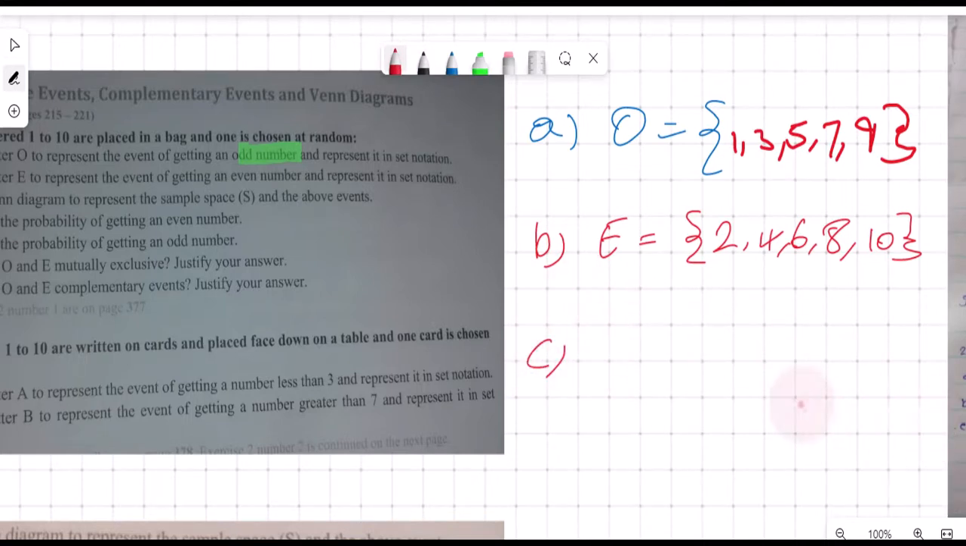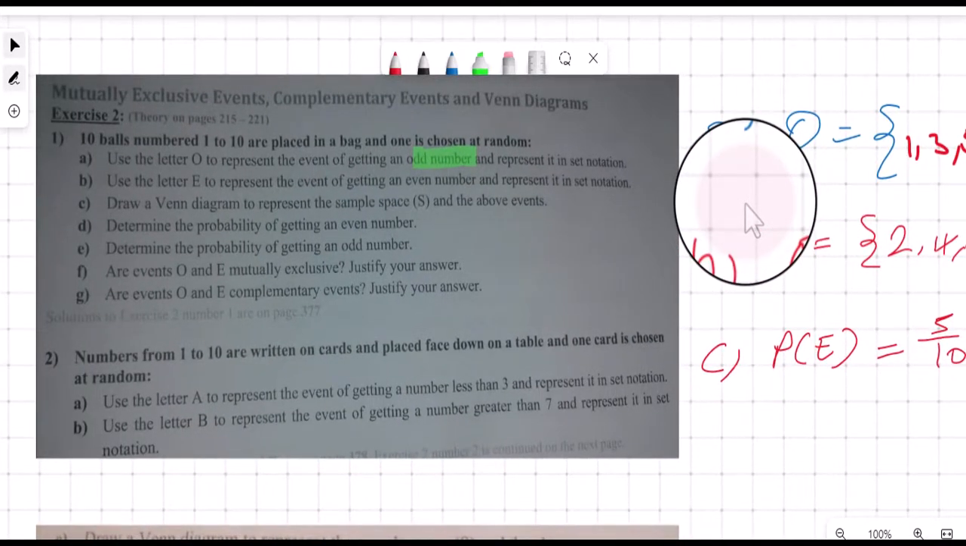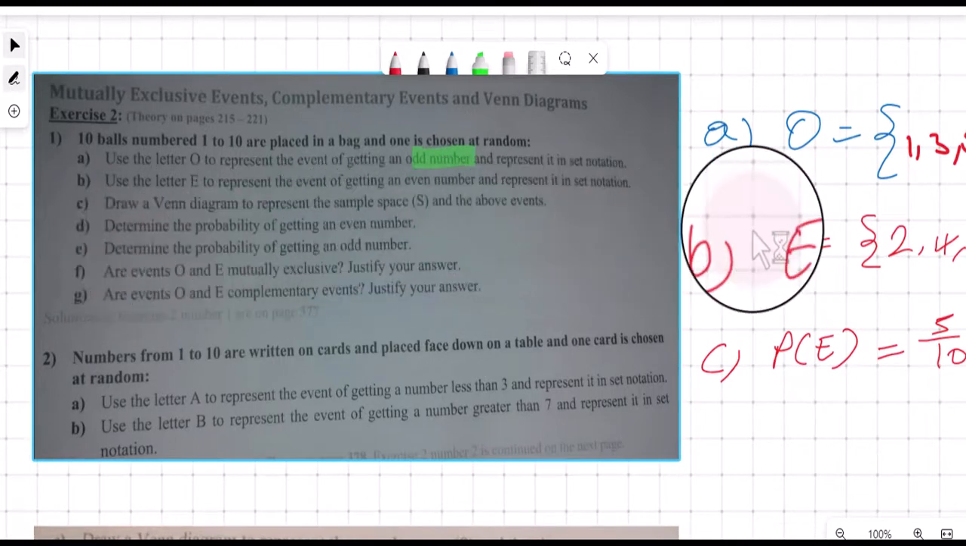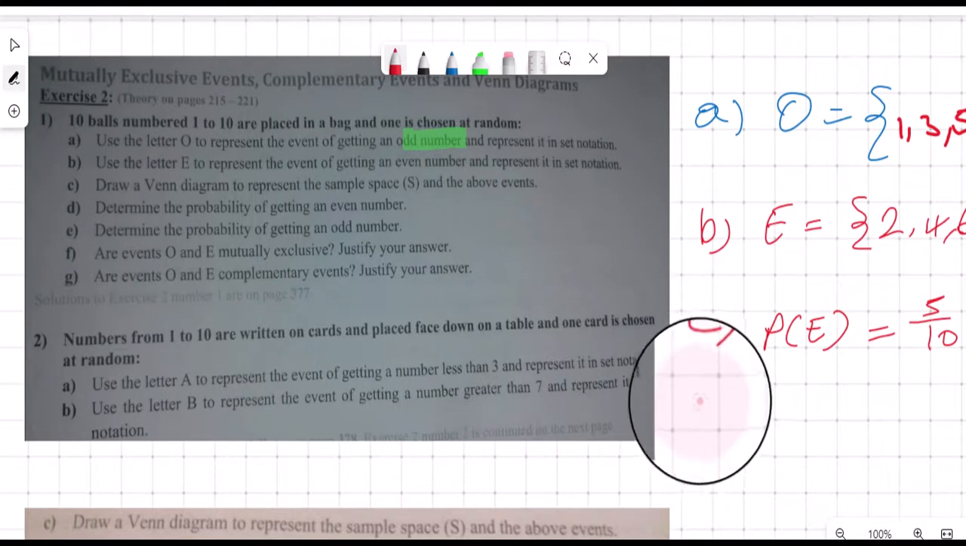P of E, that's an even number, is equal to how many even numbers are there? 1, 2, 3, 4, 5. It's 5. 5 over what? How many numbers are there? There are 10. Yes, you're supposed to do it like this. Don't just write the answer. The probability of getting an even number, then the probability of getting an odd number, I think the answer is still the same. This was number D.